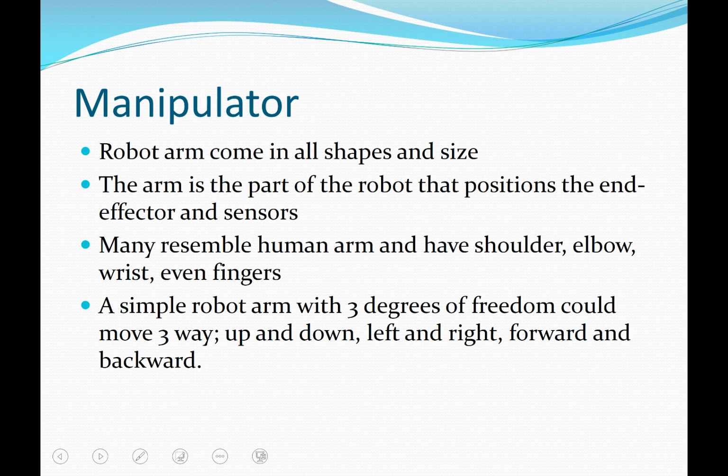The manipulator is the arm that positions things. The key thing here is that they come in all shapes and sizes. Many resemble human hands. In the first class I showed you the one video that I had you download, where they looked at humanoid type robots, the Android type. But this is what moves the end effector and sensors into position. We do have one more lab to do, using the robotic arm.